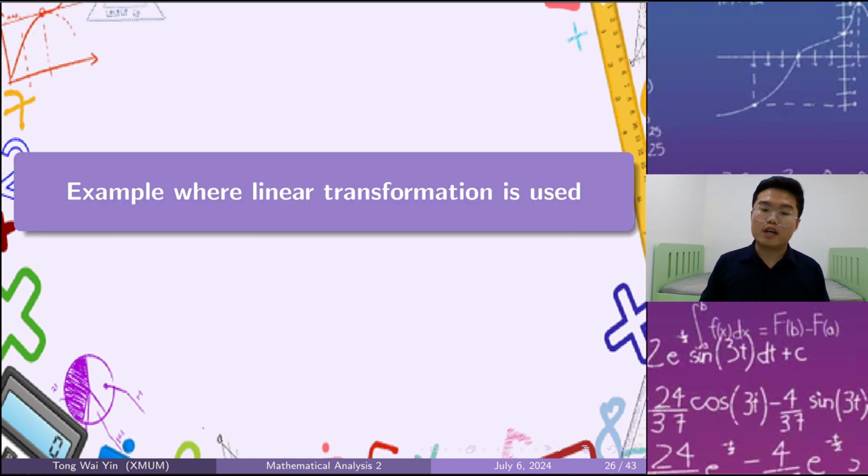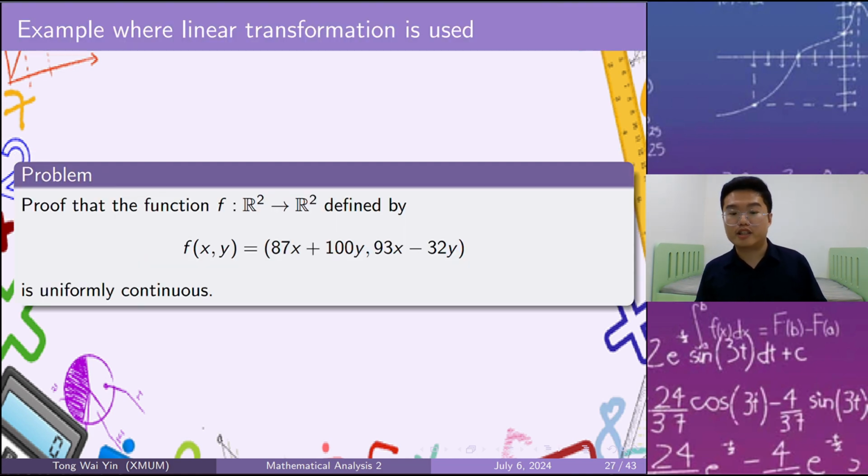Next, I am going to enter the last section of my presentation, which is discussing an example where linear transformation is used. An example where this topic is used is in determining whether a function is uniformly continuous. This can often be simplified by verifying that the function is a linear transformation, since all linear transformations are Lipschitz functions, which are uniformly continuous.